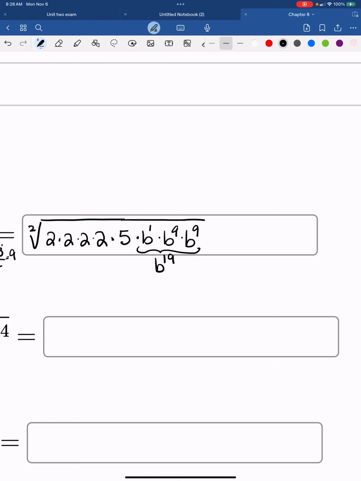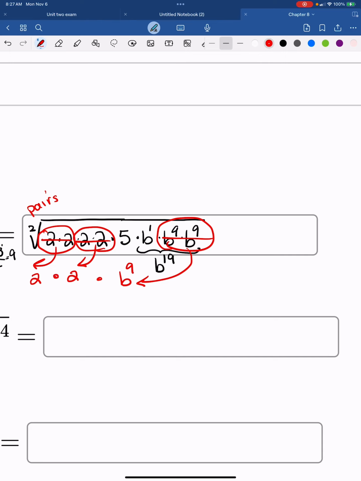It's a square root, so I'm looking for pairs. There's a pair. Here's another pair. Here's a pair. So I have 2 times 2. I have 4 b to the 9th. And what's left is I have a 5 and a b.